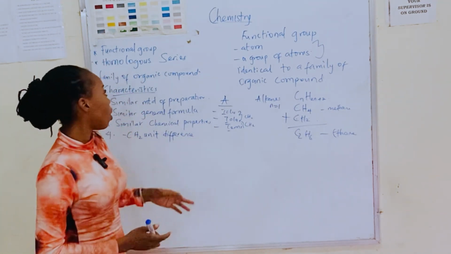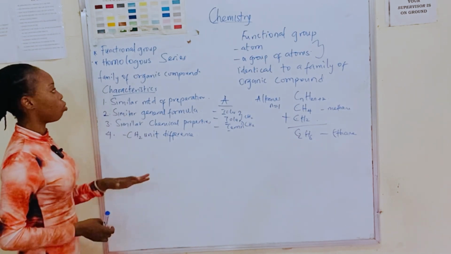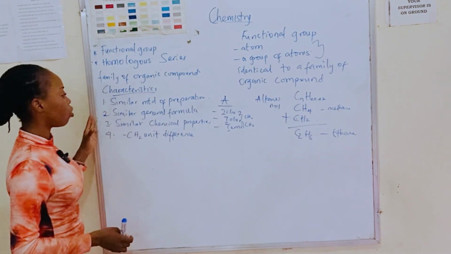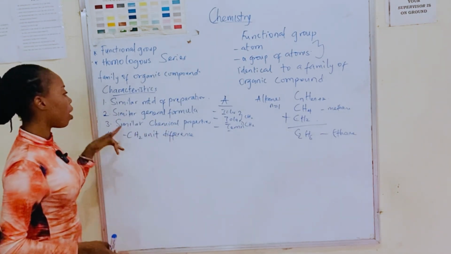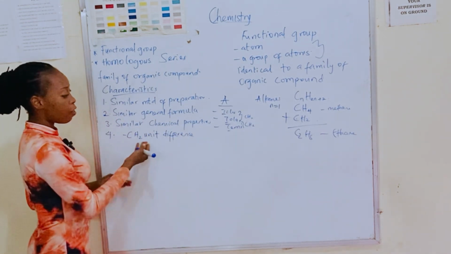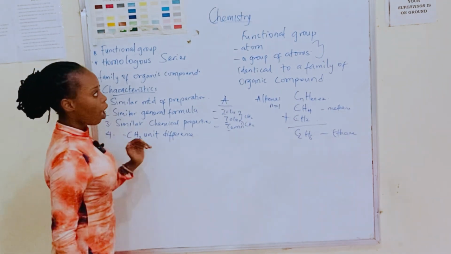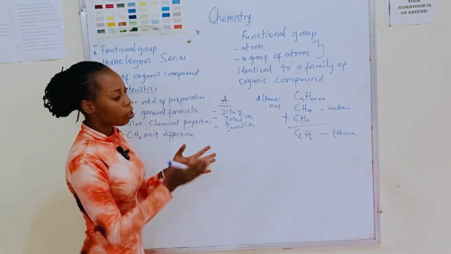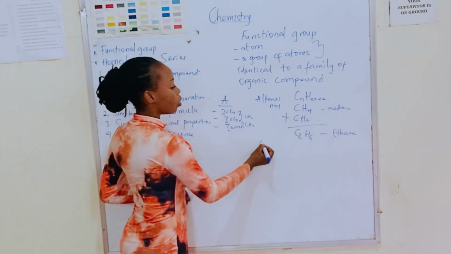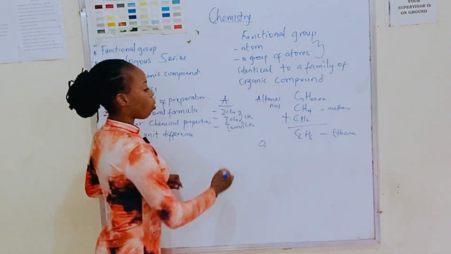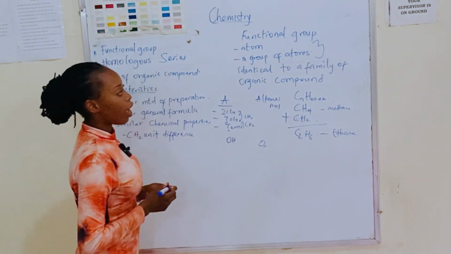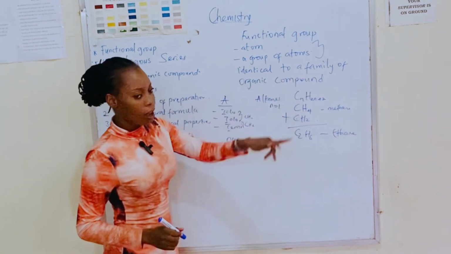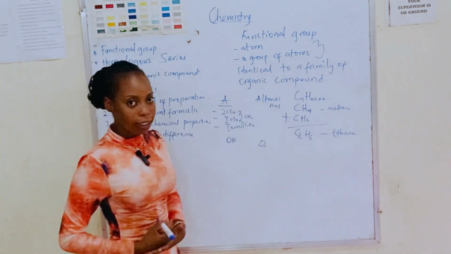So that is all about functional group and homologous series. These are the characteristics of homologous series. They have the same methods of preparation, they have the same general formula, they have similar chemical properties, and they differ by a CH2 unit. And for functional groups, it is something that you will see, something that you will notice. It can be an atom like oxygen, and it can be a group of atoms like OH that is identical to a particular homologous series, to a particular family of organic compound. I hope that we understand.